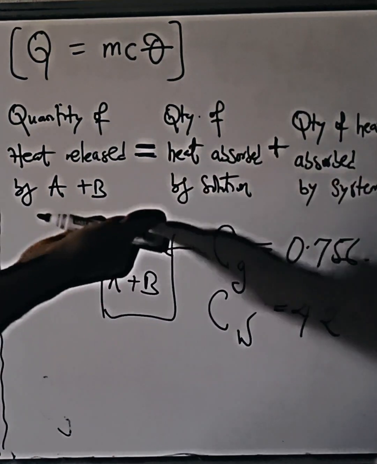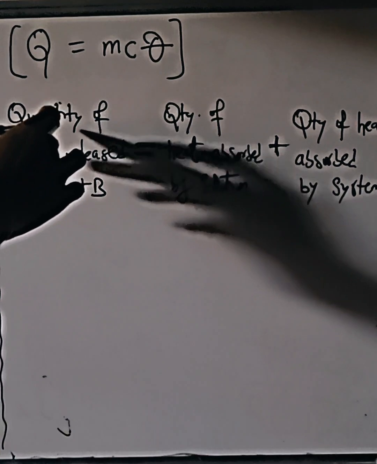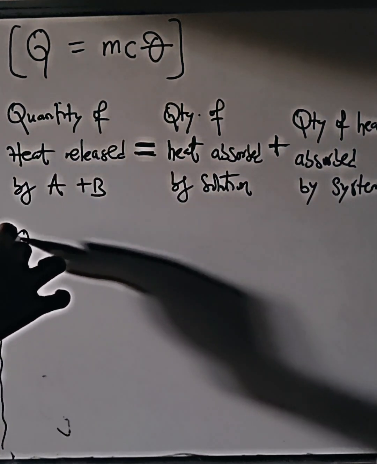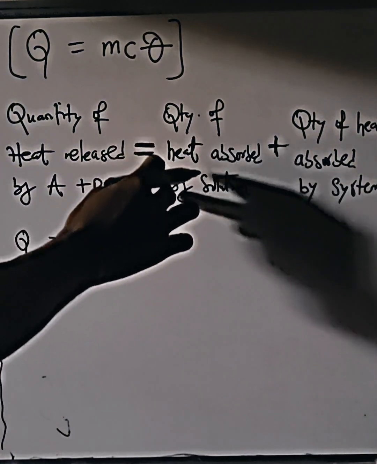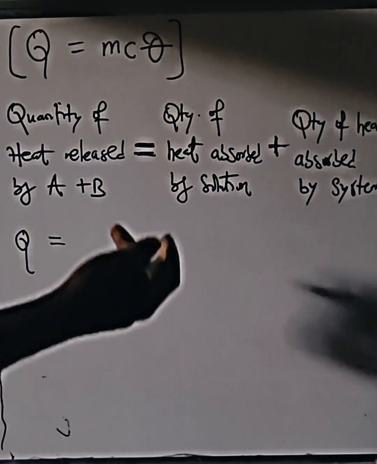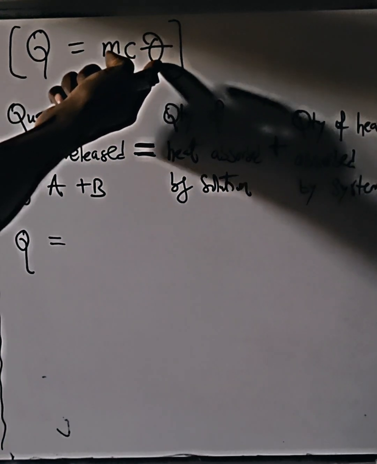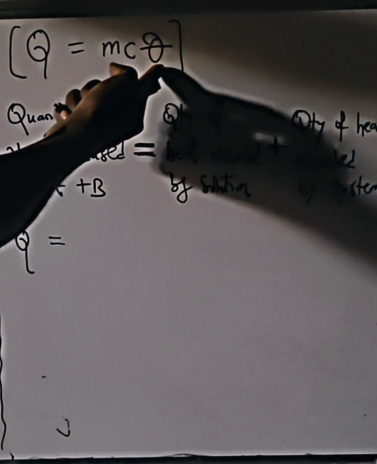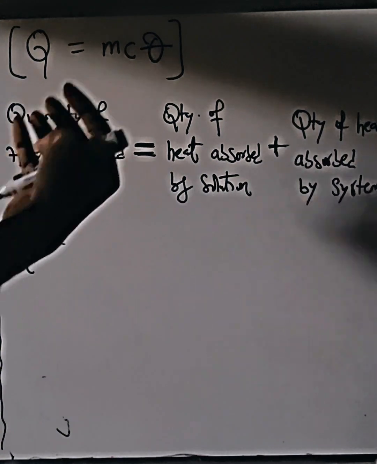So we now apply this formula to find the heat of neutralization. The quantity of heat released by the acid and base, let's symbolize that with Q, which is also our heat of neutralization. It's going to be equal to the quantity of heat absorbed by the solution. The solution is the acid and base. What is quantity of heat? It is expressed as mc theta. It has to do with the mass, the specific capacity, and the temperature change, which is final temperature minus initial temperature.